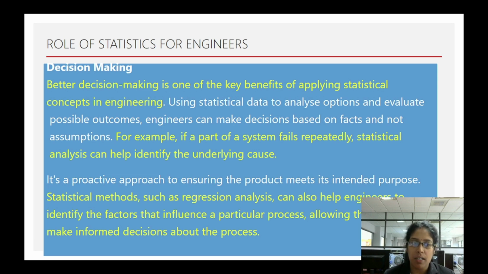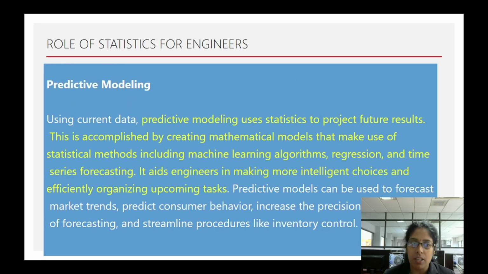We very well know that better decision making is one of the key benefits of applying statistical concepts in engineering. For example, if there is a part of a system which fails regularly or repeatedly, the statistical analysis we are going to learn will help us identify the underlying cause. What may be the cause of this system failing? Here we use regression analysis, which can also help engineers identify the factors that influence a particular process so that they can make a better decision.